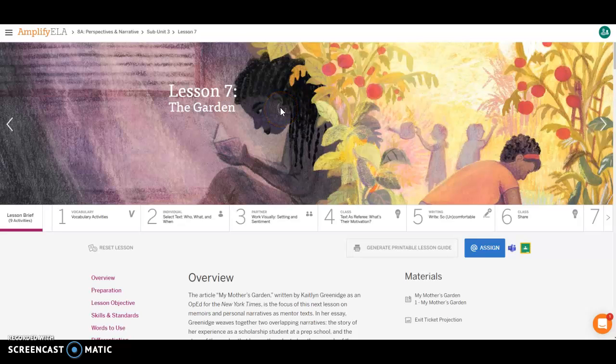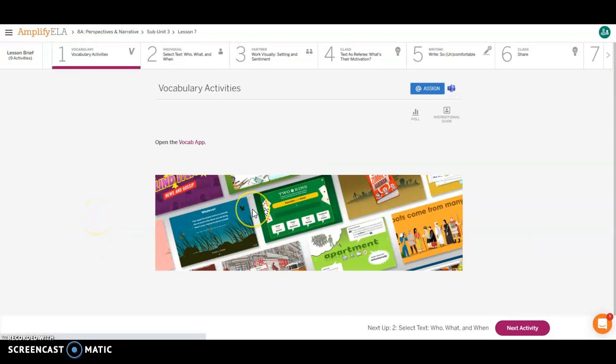I'm going to go over Lesson 7 in Amplify. It's 8A, Subunit 3, Lesson 7. It's called The Garden. You're going to start with the vocab app today. I want you to spend 7 minutes on it, so please pause the video and complete the vocab app for at least 7 minutes. Remember that the vocab app is a grade.